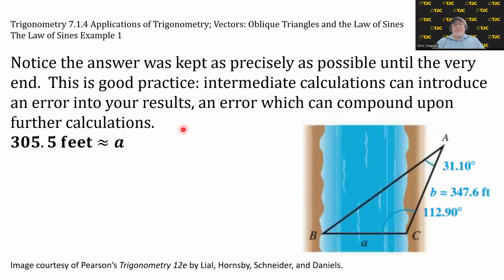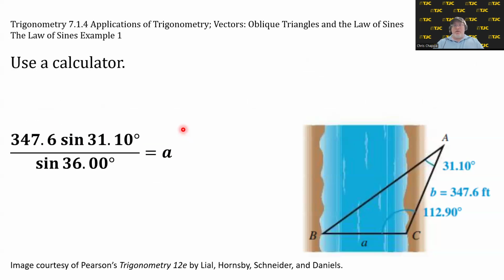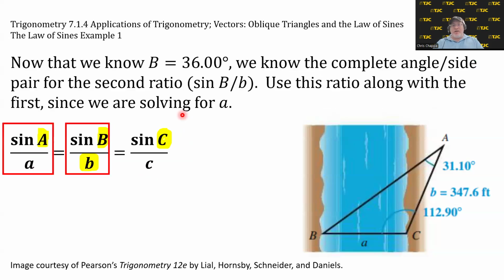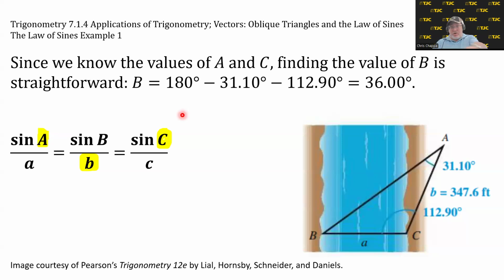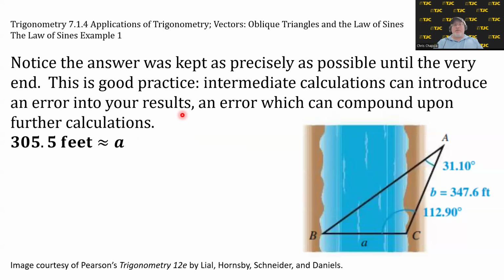Now, notice the answer was kept as precisely as possible until the very end. In other words, I never put anything into a calculator until I absolutely had to. That was on purpose, because intermediate calculations between the beginning and the end of an equation can introduce an error into your results, an error which can compound upon further calculations. So a good rule of thumb is don't get out the calculator until you absolutely have to. Now, if you used it for the subtraction problem, that's okay. No accuracy was lost here. No rounding was done. But I would not use the calculator to evaluate A until the very end.